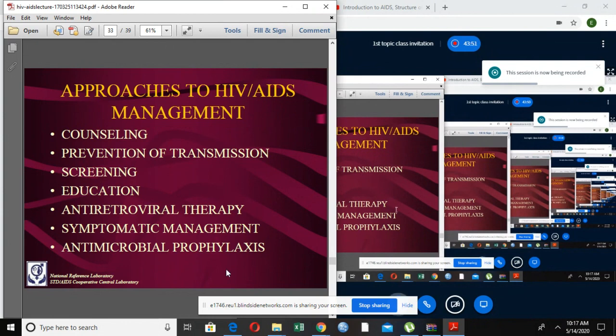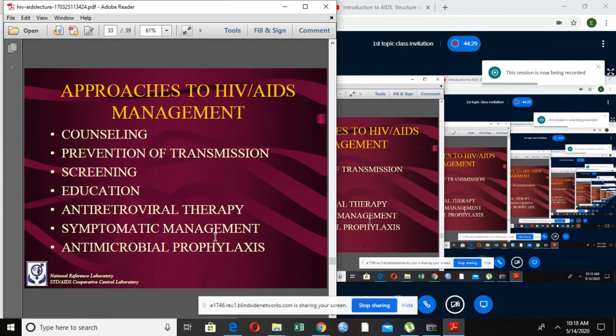Then we have ARV therapy. We use ARVs in order to prevent people from getting into AIDS, and to prevent people from getting opportunistic infections. Then we also help manage HIV and AIDS through symptomatic management. Let's treat this symptomatic infection. Let's treat this flu. Let's treat this fever. Let's treat all this in order to overcome the HIV and AIDS opportunistic infections.